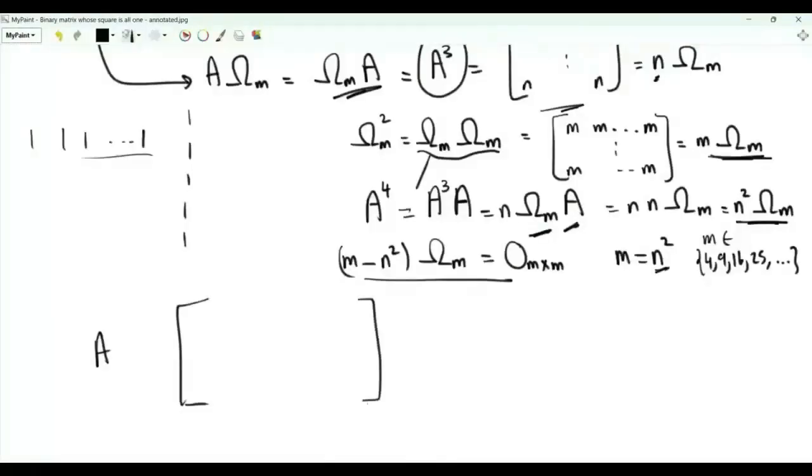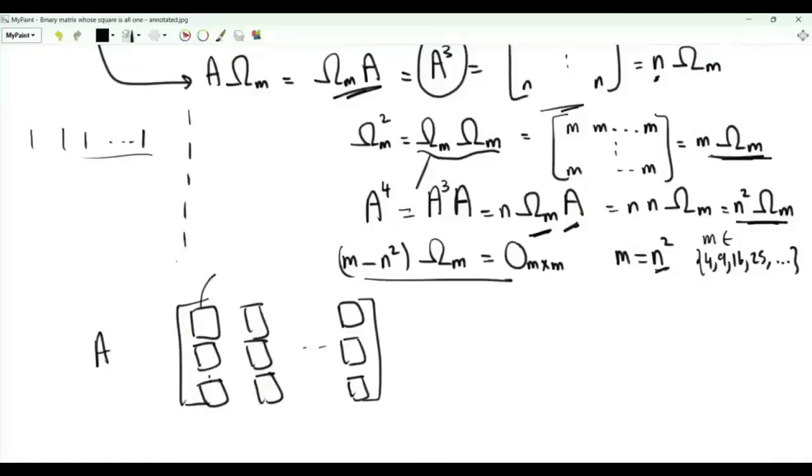Matrix A is of size m by m. We can think of A as constructed from submatrices. Each submatrix is of size n by n, or square root m by square root m. We have n by n blocks. For matrix A to have n ones per row and per column, we need each submatrix to have 1 one in each row and 1 one in each column. If we choose each submatrix to be identity of size n by n, A squared will not be a matrix of ones.